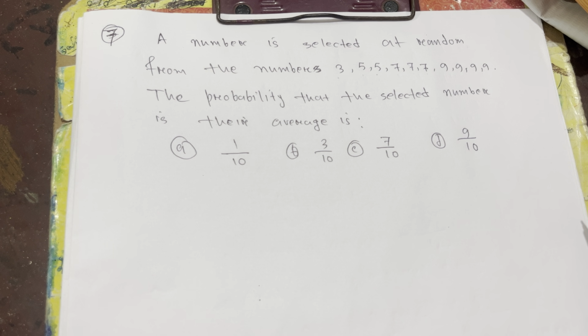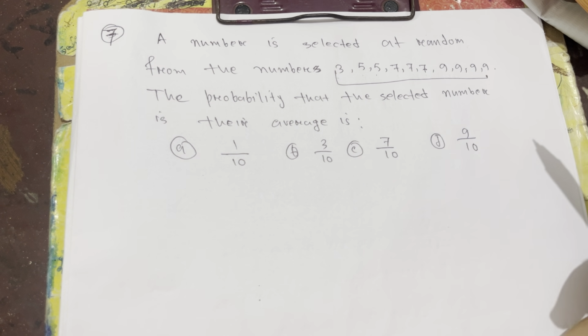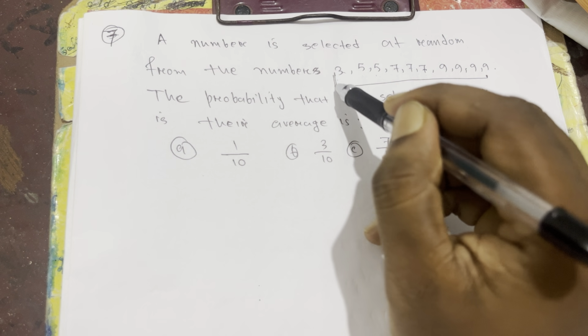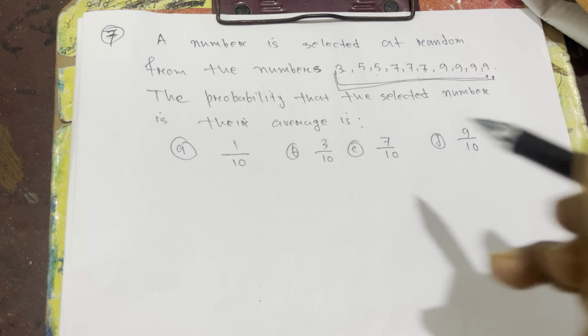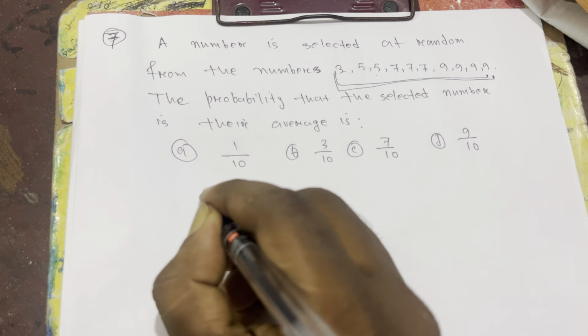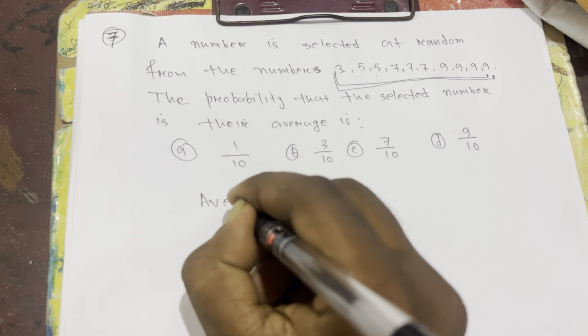The probability that the selected number is their average. I don't know the average of these numbers yet. So first we'll find the average of these numbers. Then we can find the probability of a number that is the same as the average. So how will we find the average? Average means mean, the mean of ungrouped data.